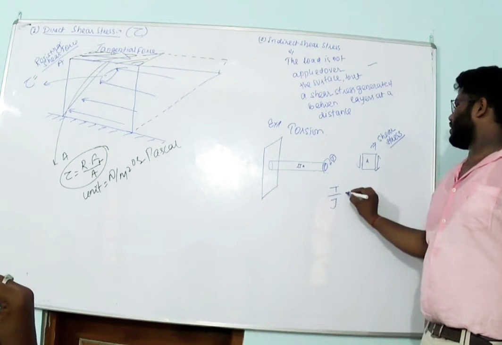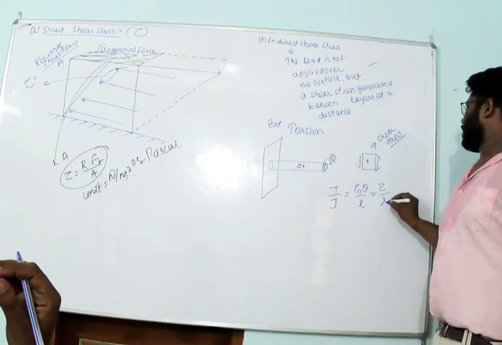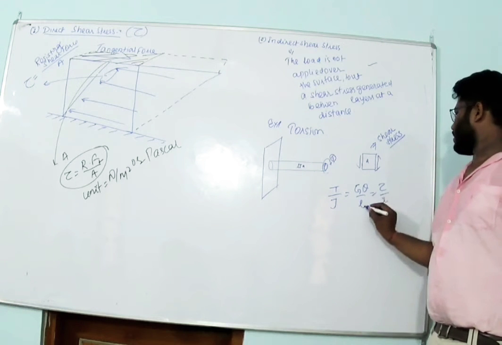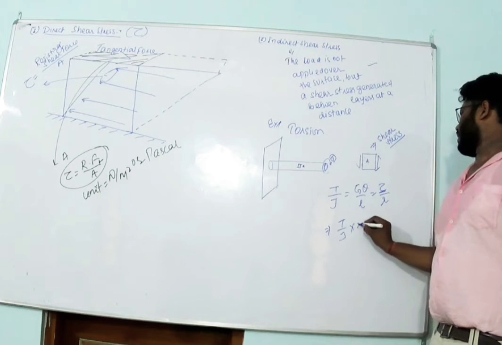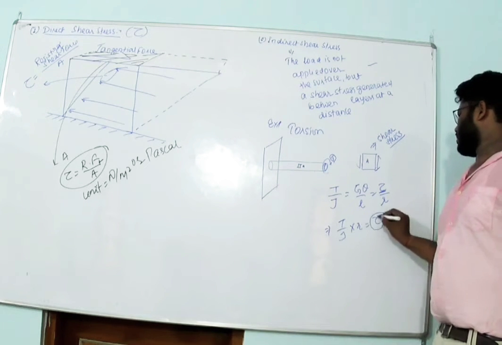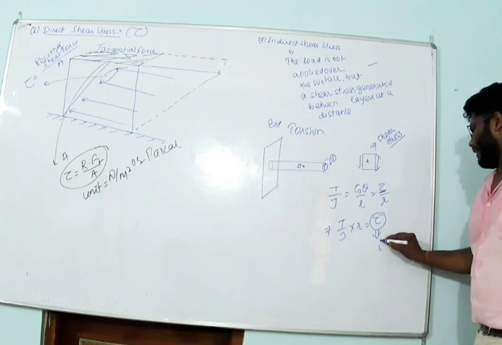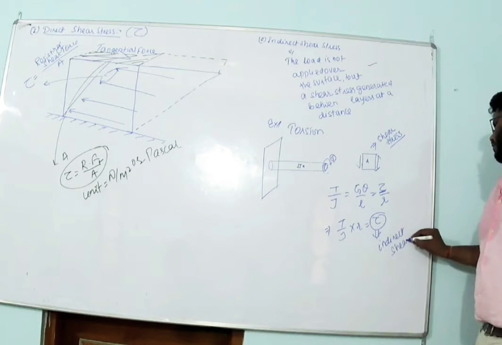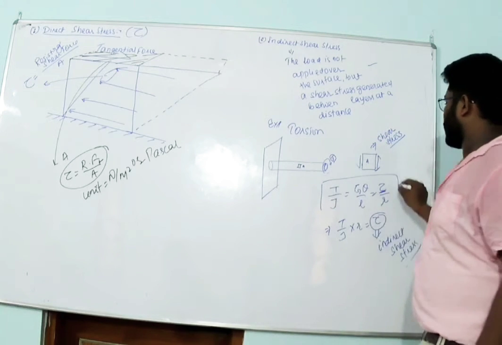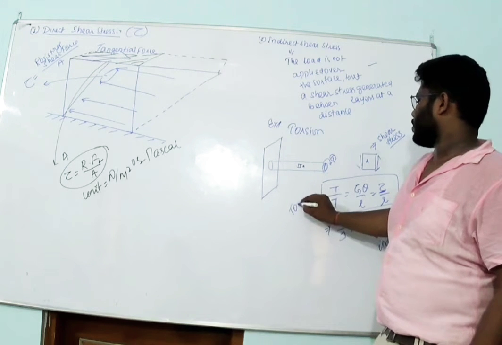So this is G by J is equal to G theta divided by L is equal to tau divided by R. So here you can say this tau is the shear stress. So T by J multiplied by R is the tau. And whatever this tau is developed, that is called the indirect shear stress. So this is the torsion formula. You will study the torsion formula when you study torsion.